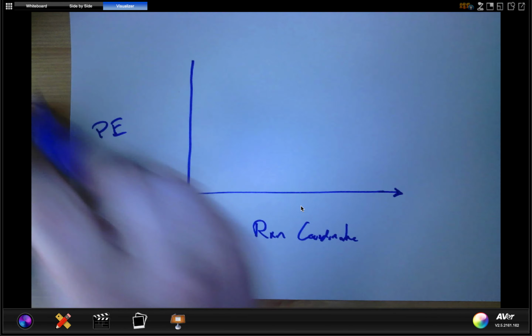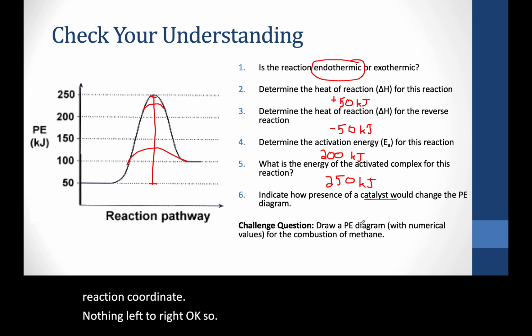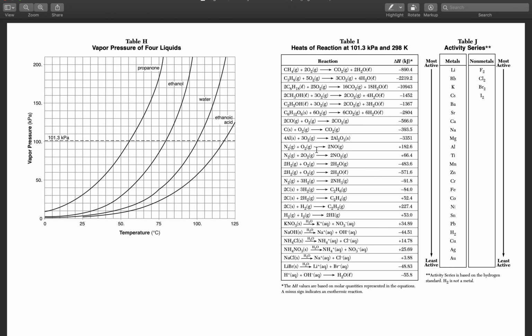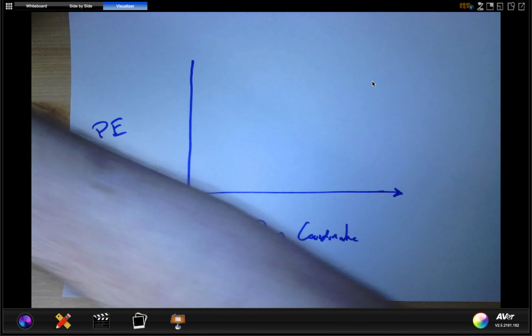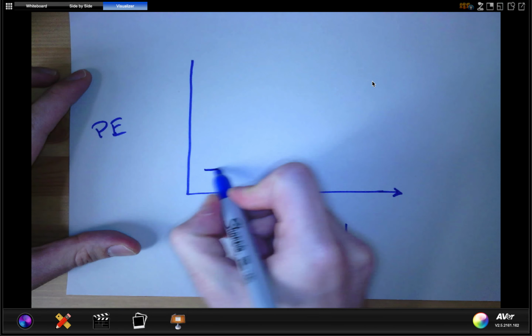So we do need some information, because it's the combustion of methane. So if I look at table I and I find the combustion of methane, which is right here, I see that it is, look at that, negative delta H, negative, that means it's exothermic, and it's negative 890.4. So I know it's exothermic, so it's going to look something like this.